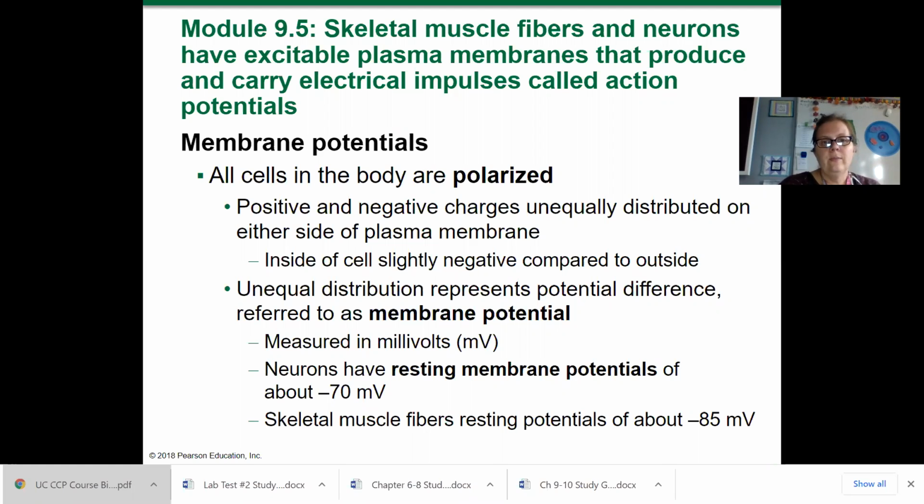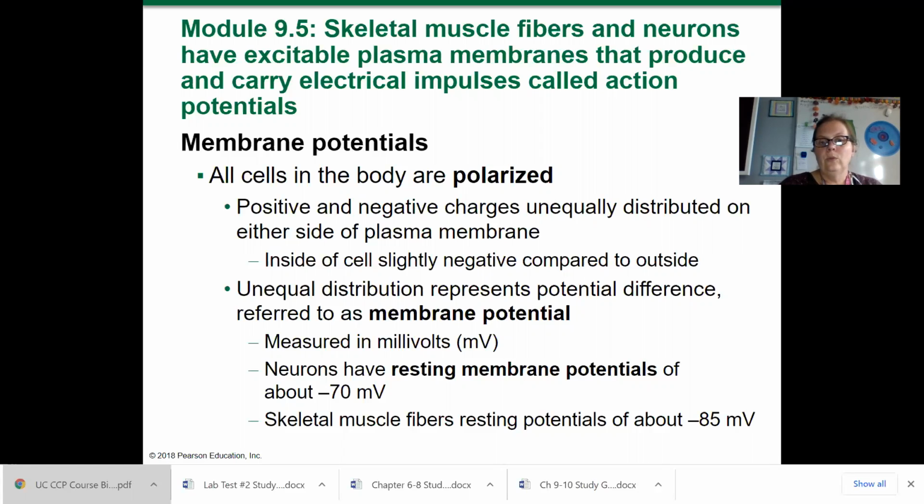So all cells in the body are polarized, meaning there are positive and negative charges that are unequally distributed on both sides of the plasma membrane. Typically, the inside of the cell is a little bit more negative compared to the outside of the cell. I think we did this in one of the previous chapters, the extracellular fluid and intracellular fluid. That's what we're going to be talking about here.